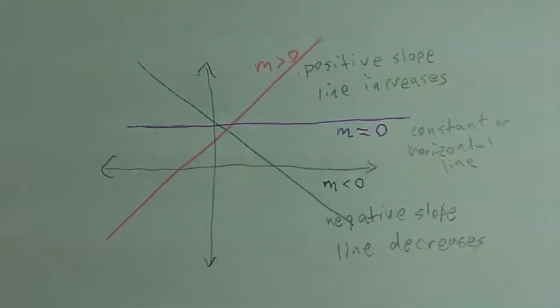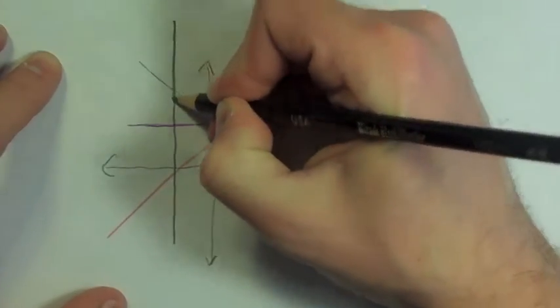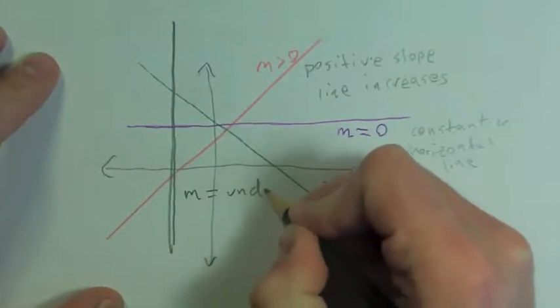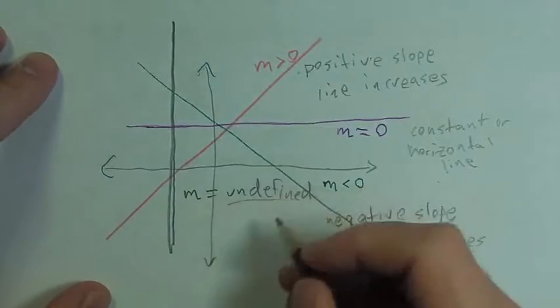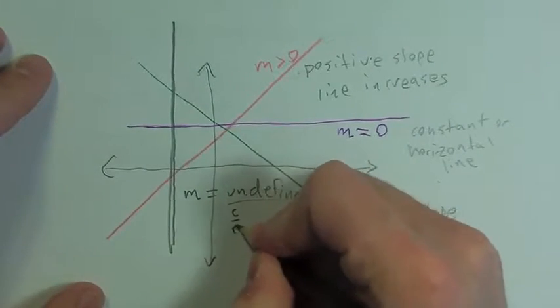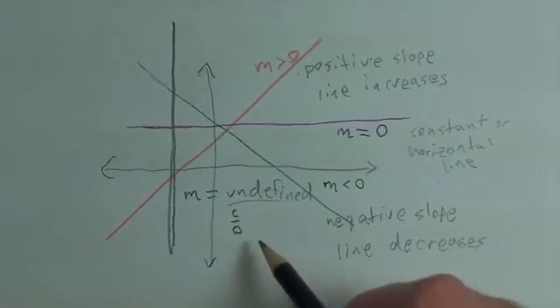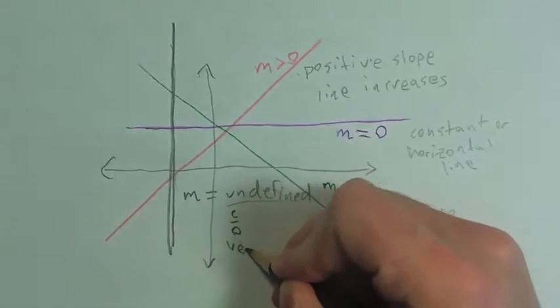And our final version is if we have a vertical line. This is when the slope m is undefined. Okay, and what we mean by that, this is when you get some sort of constant divided by 0. Right? You get division by 0 in your slope. That means you have a vertical line.